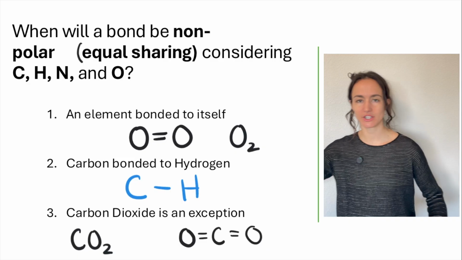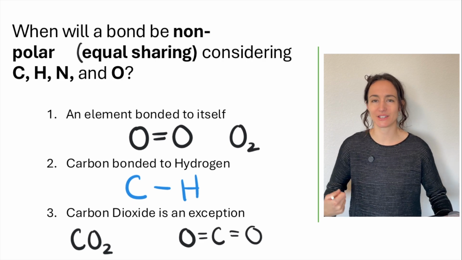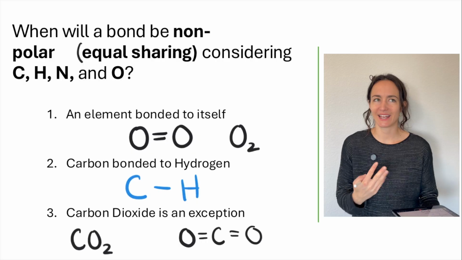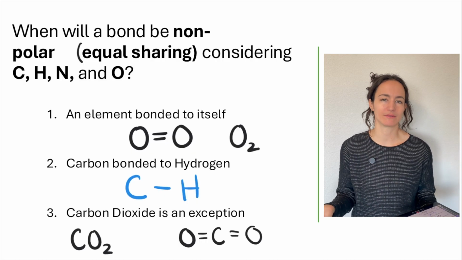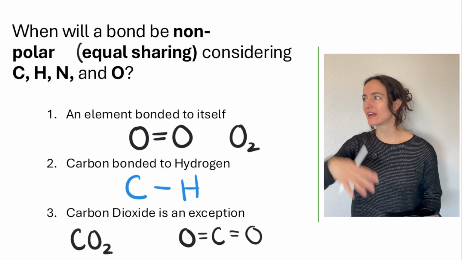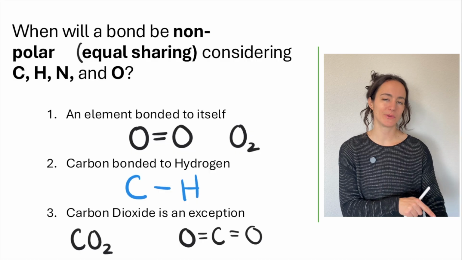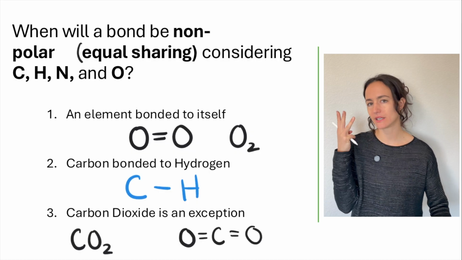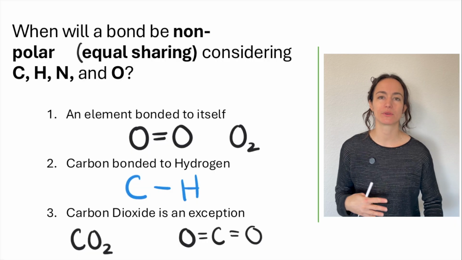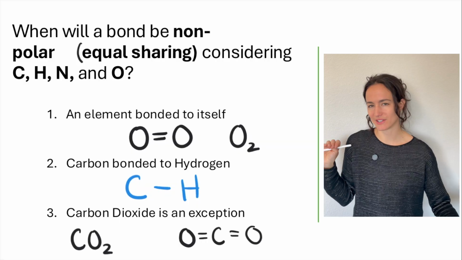So each oxygen on either side of that carbon is pulling on the electrons equally, and it ends up creating this symmetrical scenario where we don't really have partial charges. So we can find more exceptions out there in chemistry, but this is really the only biologically relevant one that we focus on. So just keep in mind these three rules for when something is going to be non-polar. And then you can just assume that everything else will be polar.